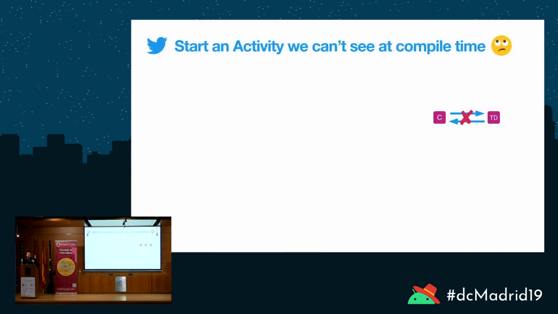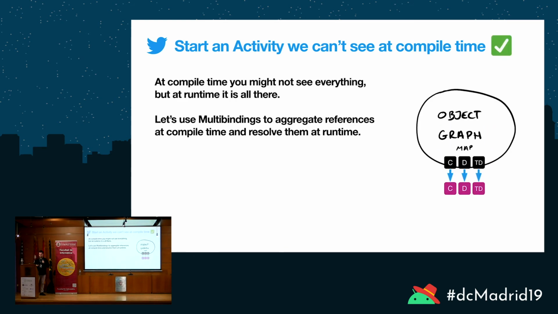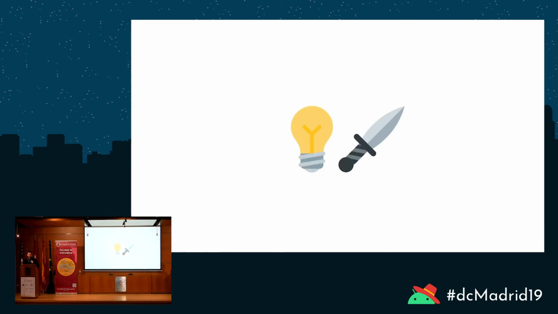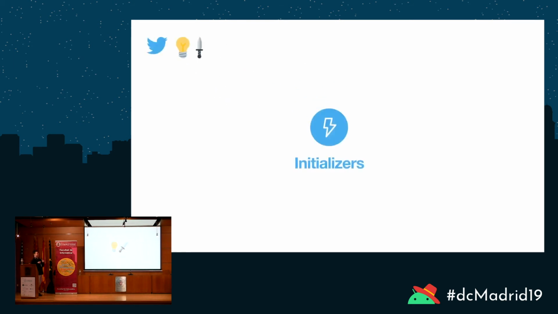So we had this issue that we couldn't start an activity that we couldn't see at compile time. But while at compile time you might not see things, once you build your app, everything is there at runtime, right? There are no barriers there. Dagger does that for us. So what other things could we do following similar strategies? We've seen some concrete examples, but we can use it to couple some other concepts.